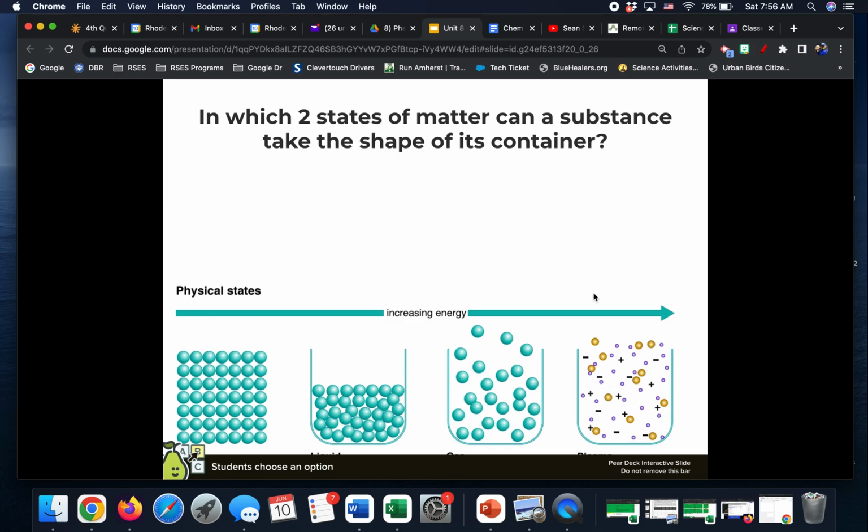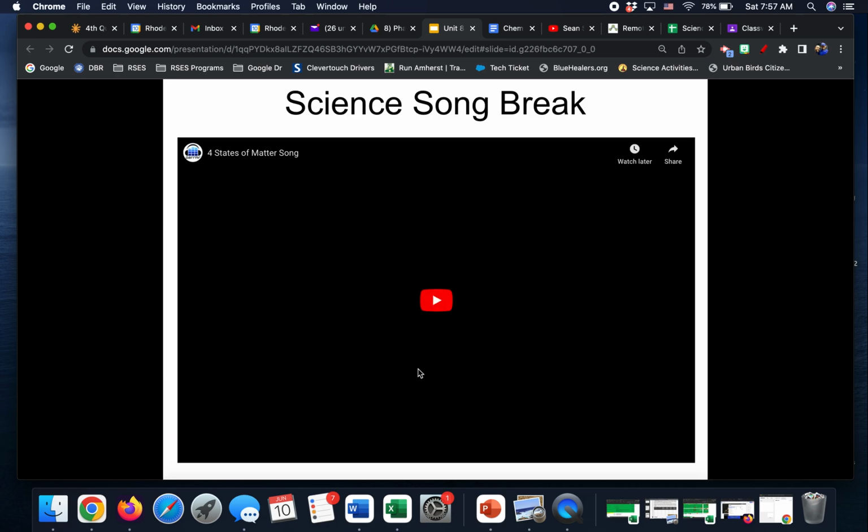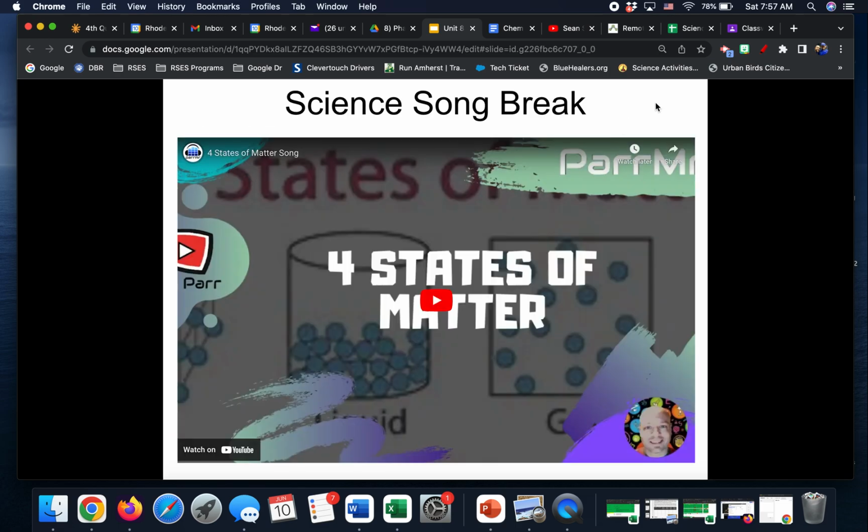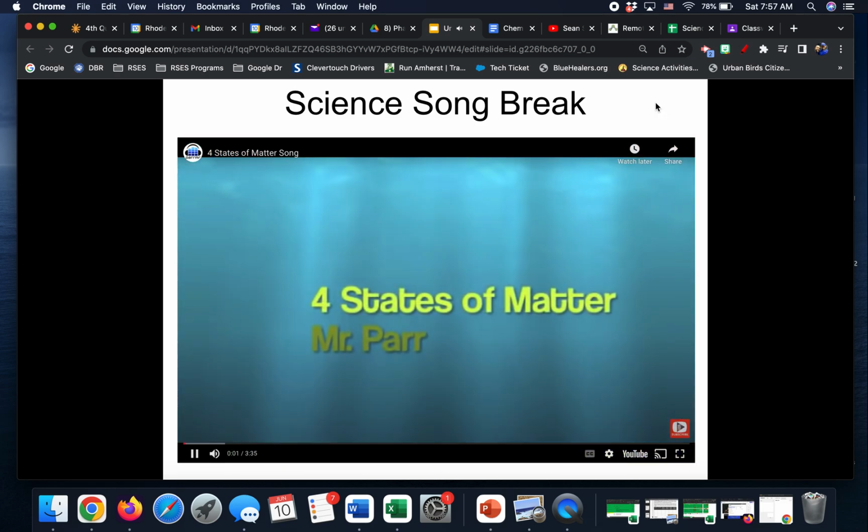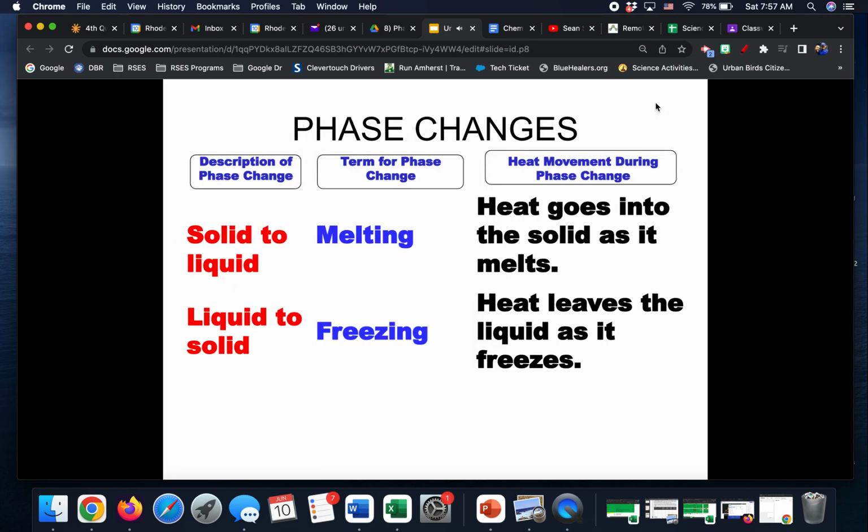In which two states of matter can a substance take the shape of its container? Hopefully you picked liquid and gas, which is kind of common sense. You pour liquid into something, it's going to take its shape. If you blow up a balloon, the gas takes the shape of that balloon. If you want to, Google search that if you want to hear the song, but when you're making it up on your own, you kind of skip those to save you some time.